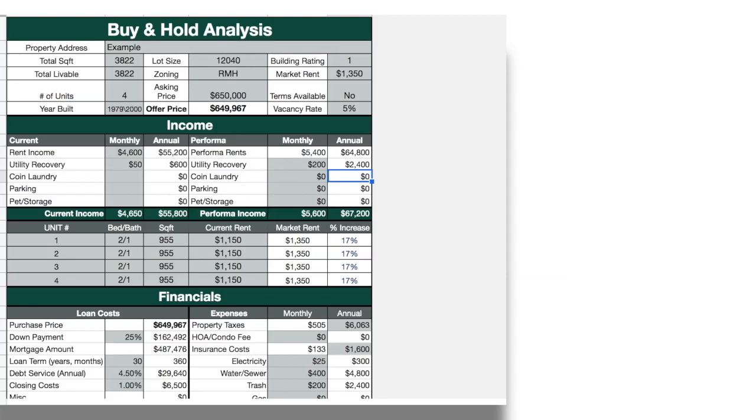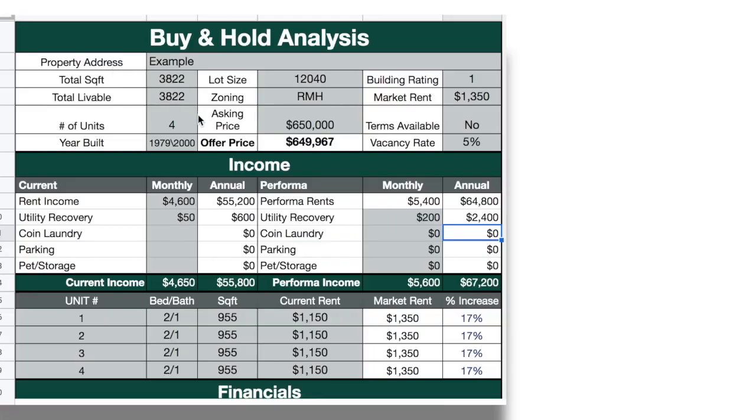Let me zoom in a little. Okay, so typically you'd have an address here. This is your total square feet. This is your livable square feet. In this case, they're the same. Sometimes you'll have square footage that is common area, hallways, laundry rooms, that sort of thing. So not livable, so square footage that you're not going to be able to actually rent out.